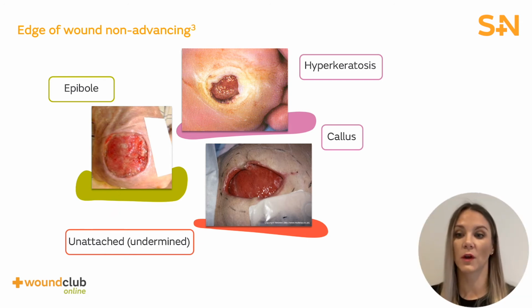Other examples of non-advancing wound edges include hyperkeratosis, which is a build-up of keratinocytes at the wound edge, a callus, which commonly occurs around neuropathic diabetic foot ulcers, which can be seen in the top right photo, or unattached or undermined, in which the edge of the wound is not connected to the wound bed, and that can be seen in the bottom right photo.